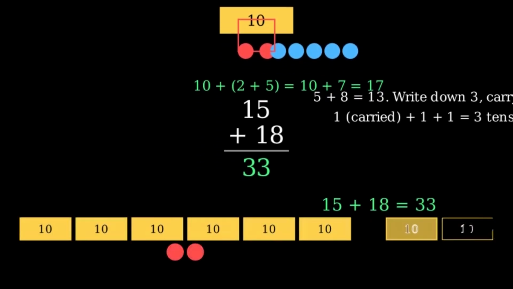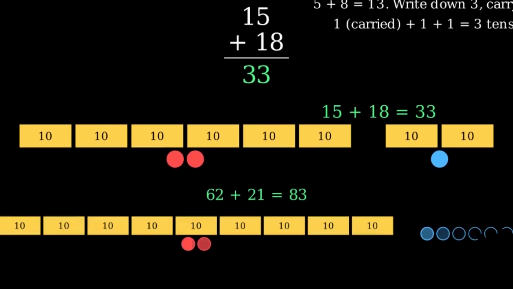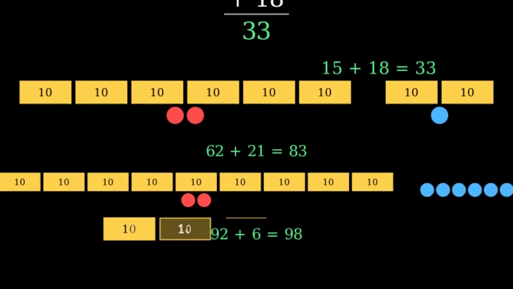Now, let's quickly visualize the remaining sums by showing 10 blocks for tens and single units for ones. We'll do 62 plus 21, 92 plus 6, and 32 plus 23.